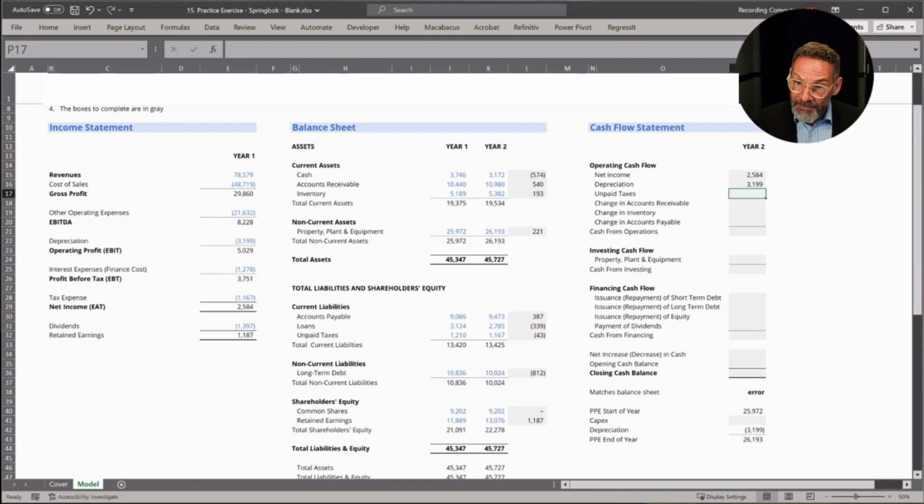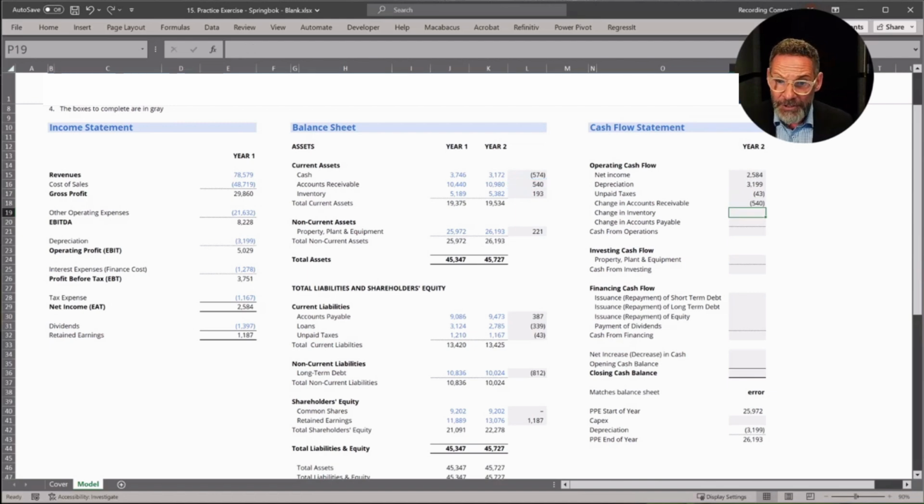Now we have a couple of other things. We have something called unpaid taxes. And what happens here is our unpaid taxes have gone down, which means that's been a cash outflow. So I'm going to capture that as a negative 43. Right? Because it's gone down, we know that we paid more taxes. Our change in accounts receivable has gone up. So that's more money tied up with customers. So recall, we're going to change the sign there. That's going to be negative 540.